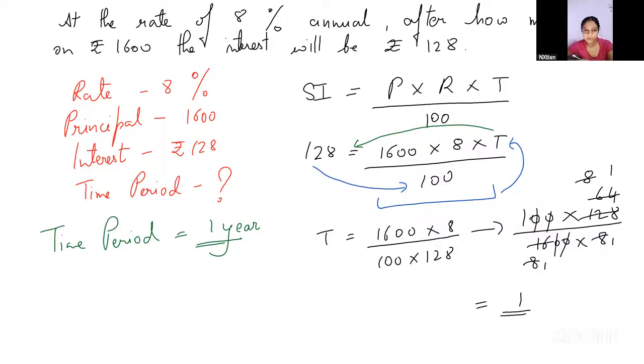Ma'am, I did it another way. Okay, Abraham, how? I multiplied 8 into 16, which gave me 128. Then it gave me 12800. Then I multiplied 128 with 100 and then I cancelled both. You can do it like that also, Abraham. Not a problem. It is correct.